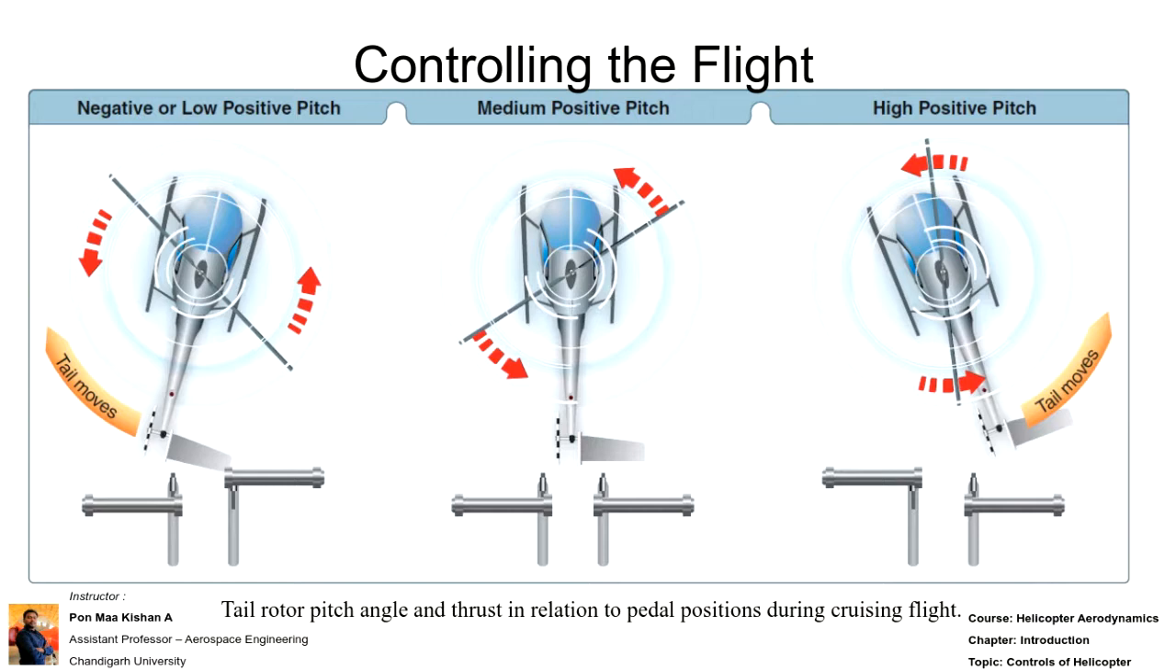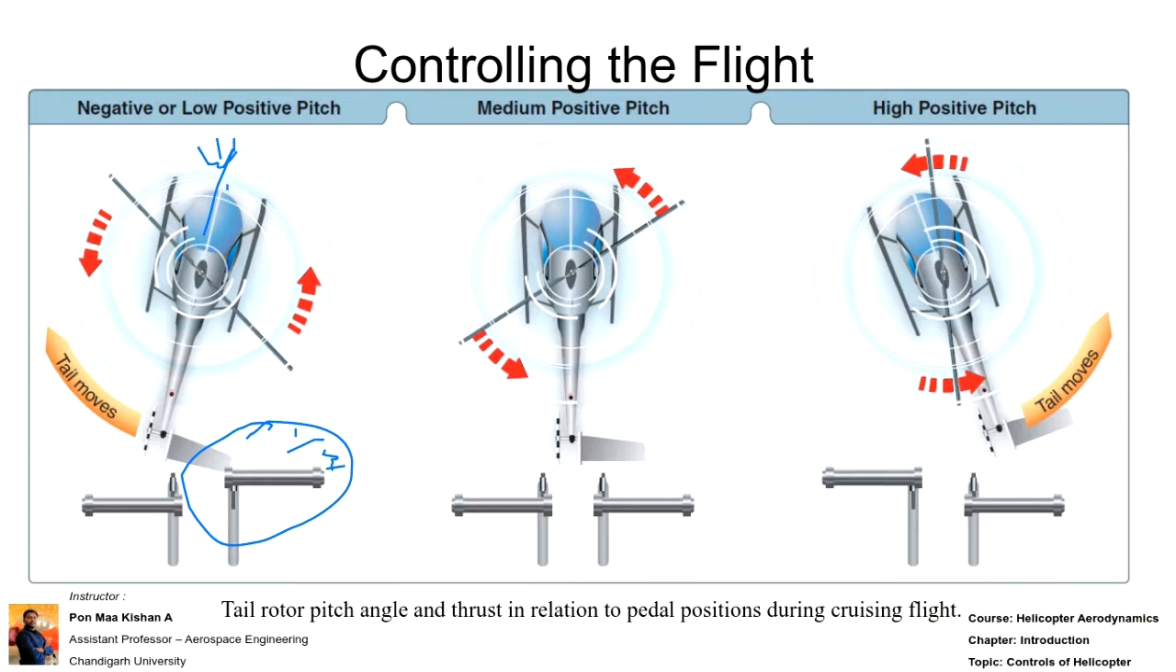In the first image which you are seeing, the right pedal was pressed. So what happened to the position of the helicopter? It is turned towards the right side. It might be a mirrored image in the video, so kindly understand that when the pilot is pressing the right pedal, the helicopter will move towards the right side. So how is it moving towards the right side?